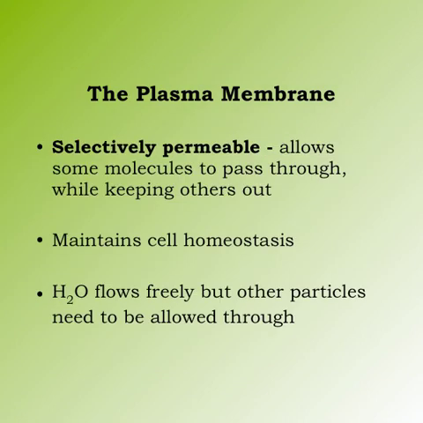It is selectively permeable, which allows some molecules to pass out while keeping others in. Hence the term selectively permeable, meaning passing through. So it selects some. Water passes through easily, larger molecules do not. The cell has to maintain homeostasis. H2O flows freely, but other particles need to be allowed through or actively pushed in or out.